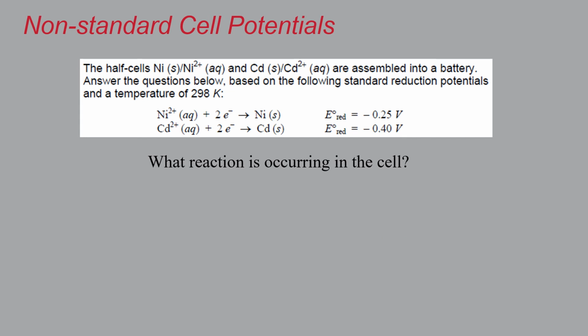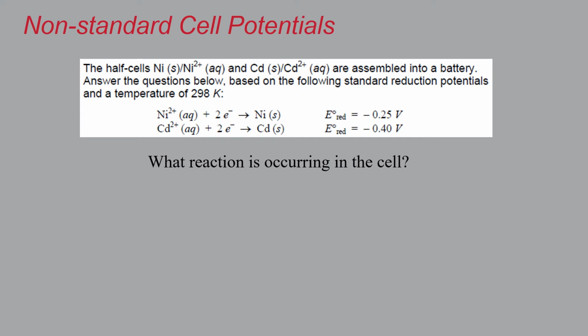All right, so let's go through an example real quick of this. This is going to be a two-part example that will get us to the non-standard conditions as well. But first, I'm going to tell you that we've got two half cells. One is nickel, Ni2+, and the other one is cadmium, Cd2+, assembled into a battery like we've been talking about before. I have given you the standard reduction potentials for those systems.